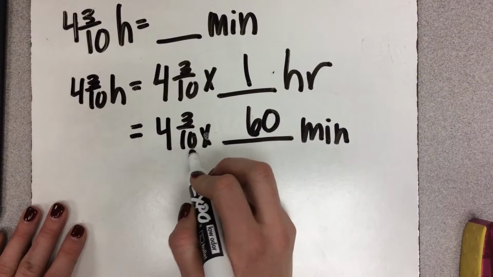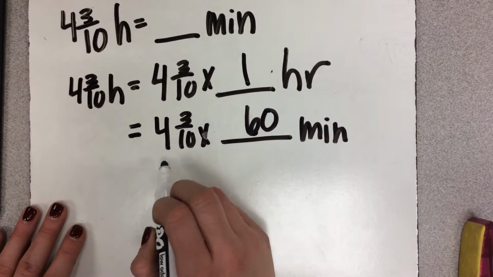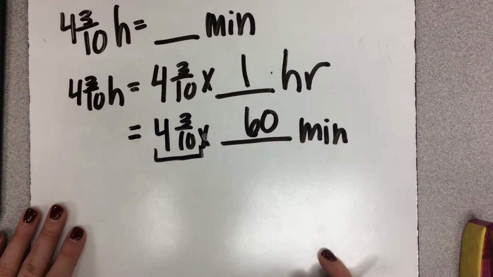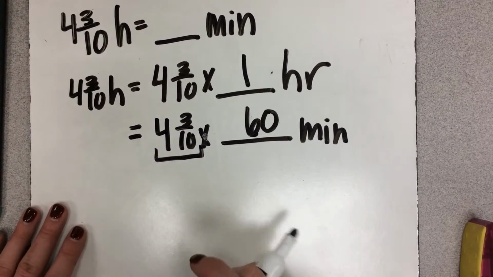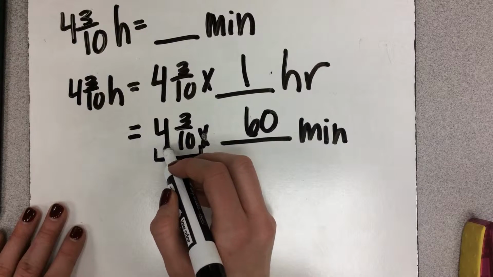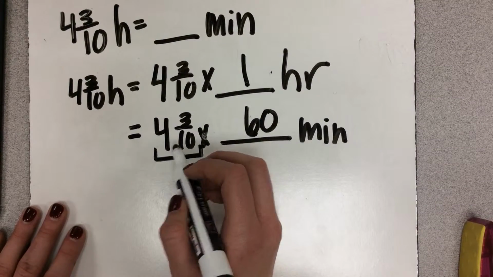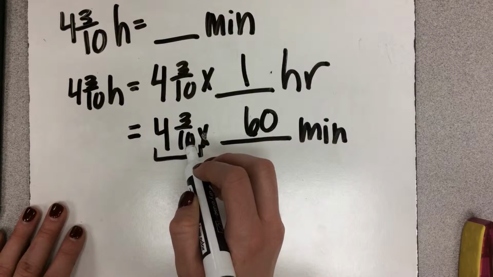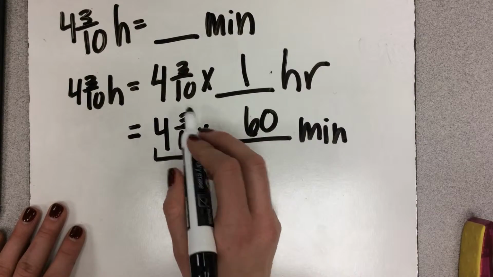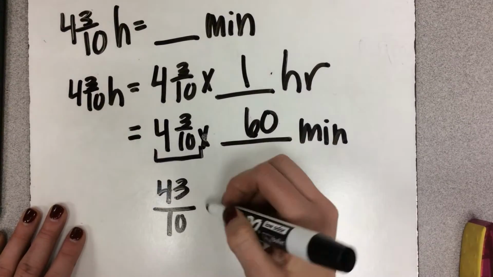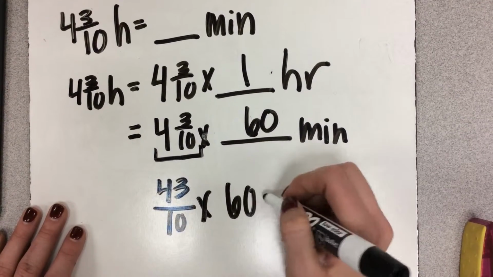Alright, so now we're going to do 4 3/10 times 60. That's a little difficult, so I'm going to make this into an improper fraction so I don't have to deal with whole numbers and fractions. So, if I have 4 wholes that are broken up into 10 pieces each, how many tenths will I have? Well, that's 4 times 10, which is 40. But we can't forget the 3/10, so that's 43 tenths times 60 minutes.